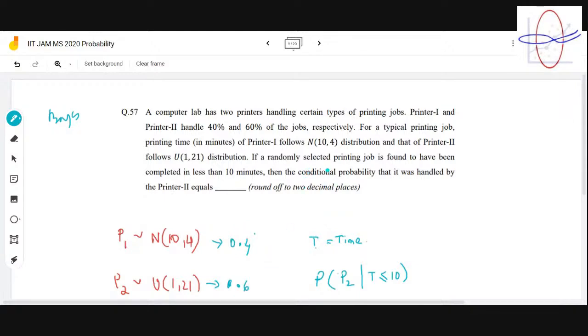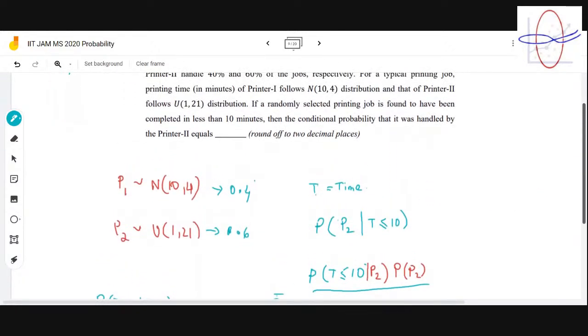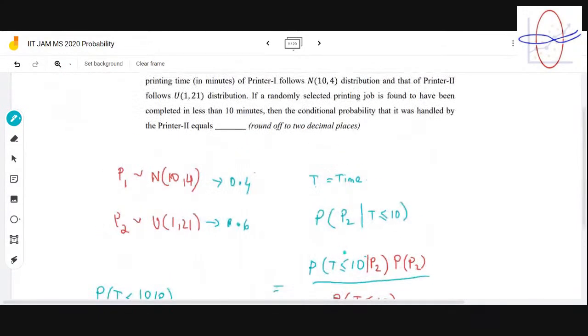If a random job is found to have completed in less than 10 minutes, what is the probability that it was handled by printer 2? So we want the probability of printer 2, given that t, the time taken, is less than or equal to 10.